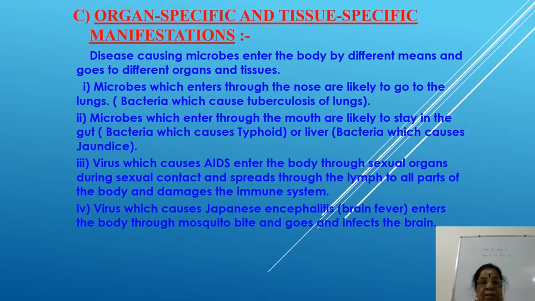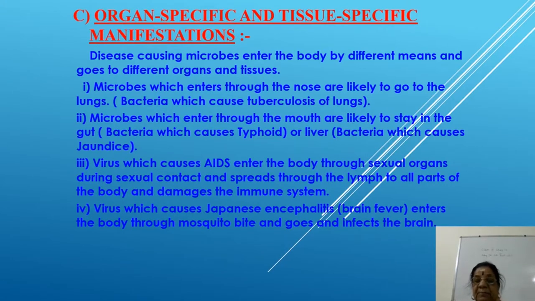Right? And then the viruses which cause AIDS enter the body through sexual organs during sexual contact, spread through lymph to all parts of the body, and damage the immune system. Another one: the virus which causes Japanese encephalitis, which is called brain fever. Encephalitis affects the brain membranes. The brain is present inside the cranium or skull, which protects it.